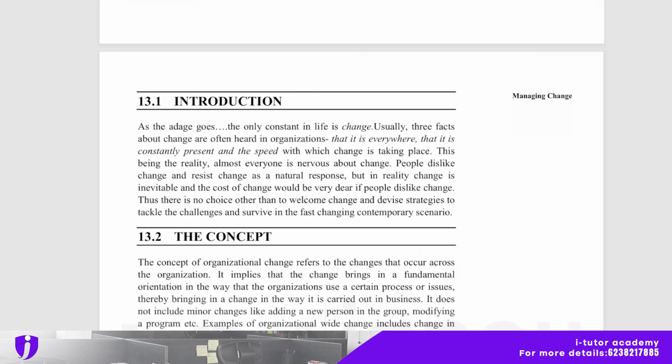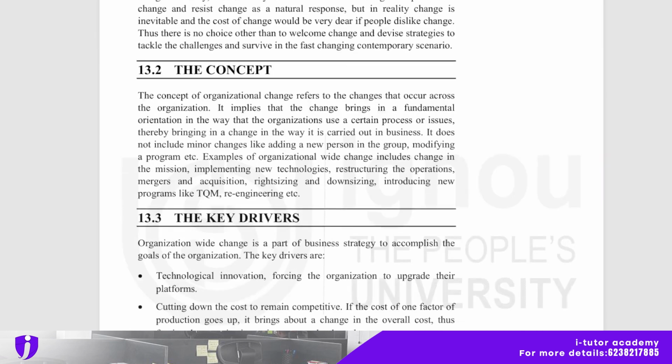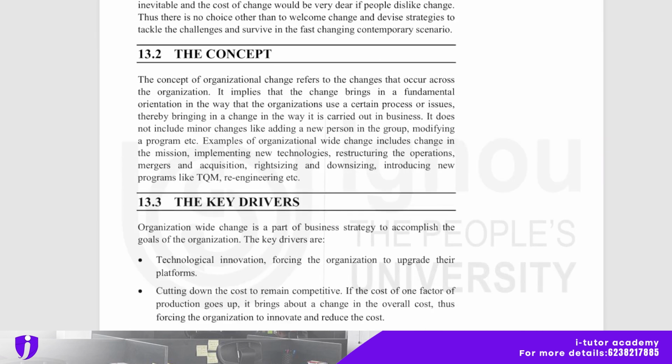So concept of change is, the concept of organizational change refers to the change that occurs across the organization. It implies that the change brings in fundamental orientation in the way that the organization use a certain process or issues, thereby bringing in the change in the way it is carried out in business. Okay, so that is about the concept of the change. And it does not include minor change like adding a new person in the group, modifying a program, etc.